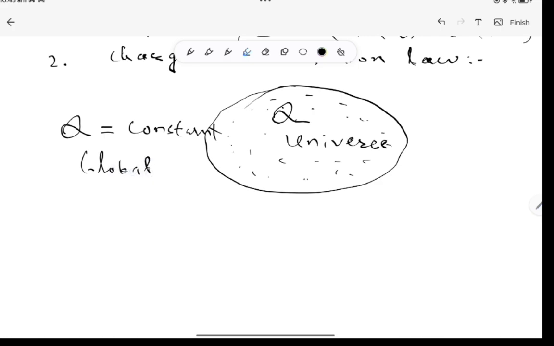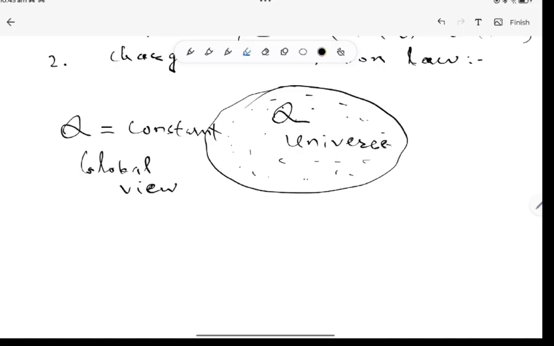Global means large, big. When we consider the whole universe, we say it is a law that refers to the biggest possible entity, that is the universe. Such a conservation law is called the global view, the global conservation law, or simply the global view of that conservation law. We will understand it better with an example coming ahead.